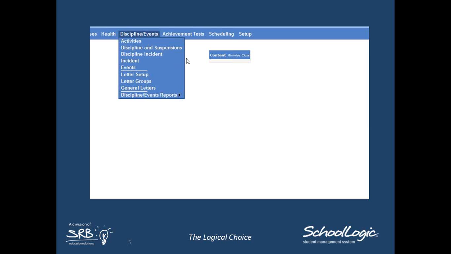a little history here. This screenshot shows the maximum number of possibilities, and it shows a configuration that we don't recommend. Notice that in this screenshot, I have two choices. I have discipline and suspensions, and I have discipline incident. Okay, what's the story here? The top one, discipline and suspensions, is SchoolLogic's original discipline tracker. Then, a couple years back, we introduced discipline incident.